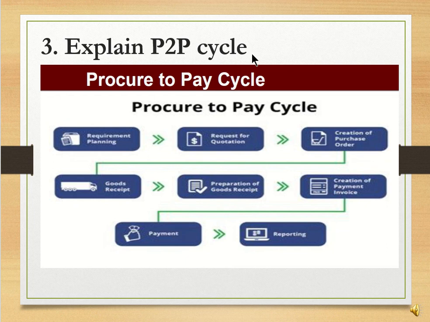Third question is explain P2P cycle. So the procurement cycle starts with the requirement planning. The company has to plan their requirement and they will request for quotation from the vendors, and then once the vendors have given us the quotations, they will validate it and they will create a purchase order to the vendor. Then the vendor will supply goods to us, so we will receive goods, and then we prepare the goods receipt in the system. And then we will create the payment for the invoice that we receive from the vendor, and then we complete the payment, and then finally we do the reporting for the P2P.